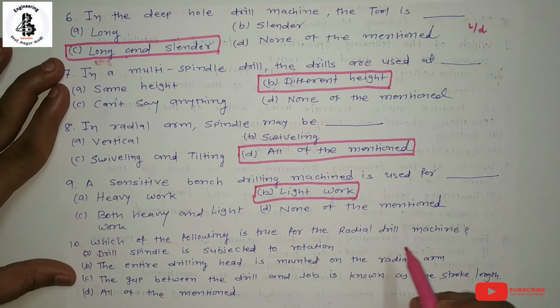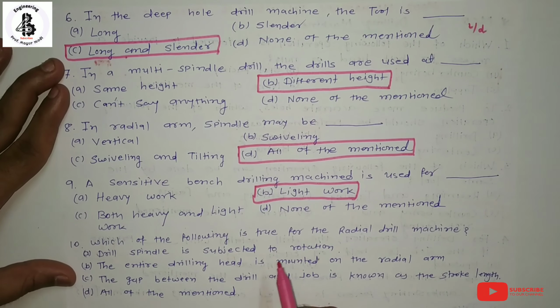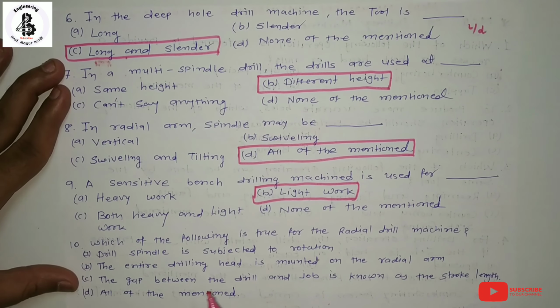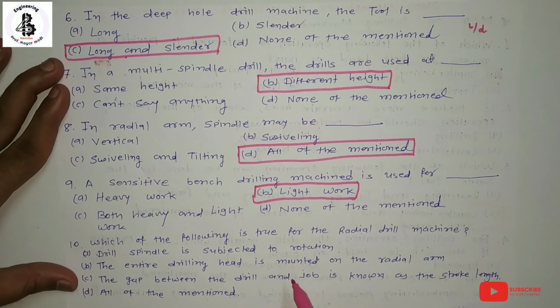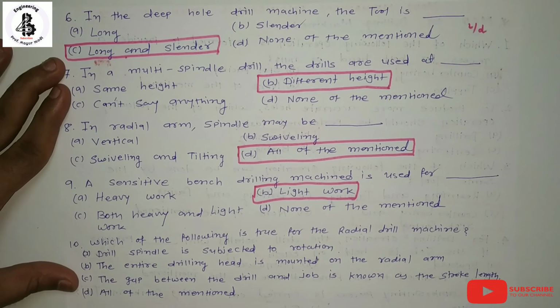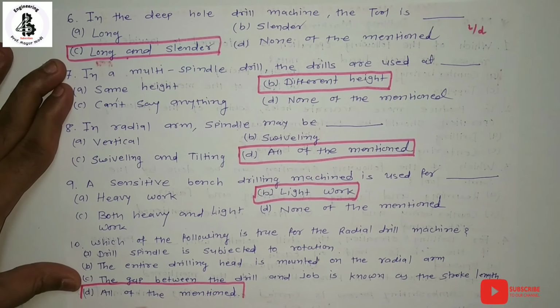So for the radial drill machine, what is the capability? The drill spindle is subjected to rotation, either clockwise or anti-clockwise, at any axis possible. Next, the entire drill head is mounted onto the radial arm, so you can easily perform operations at any height, any axis. Then C, the gap between the drill and job is known, so you can easily set the stroke length. So all three possibilities A, B and C are possible. According to the given options, the right answer is all of the mentions.